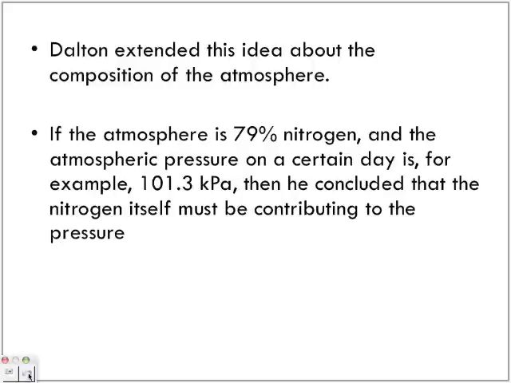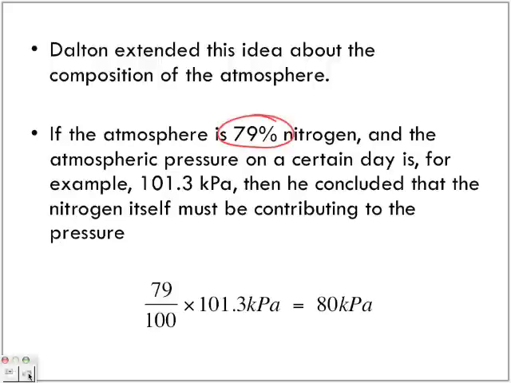101.3 kilopascals. So what we have here is 79%, and we want to convert that to a decimal. How do you convert 79% to a decimal? Divide by 100. And then we take that fraction, so we're finding 79% of this actual pressure. And we get a total of 80 kilopascals. So what we can say is that of this total 101.3 kilopascal pressure in the atmosphere, 80 kilopascals are contributed by the nitrogen gas that's actually in the atmosphere.